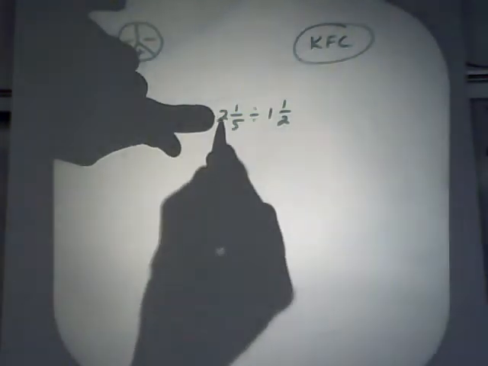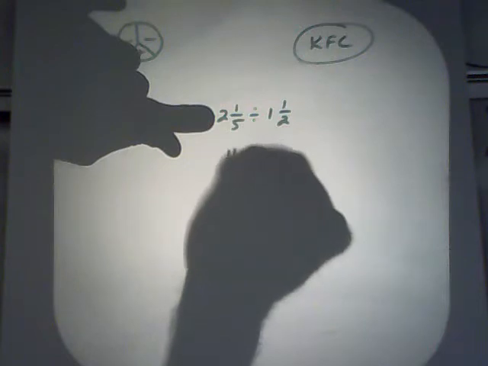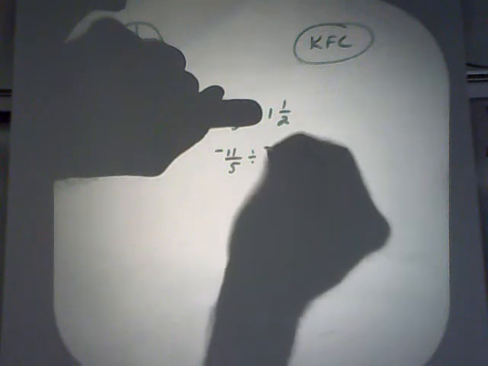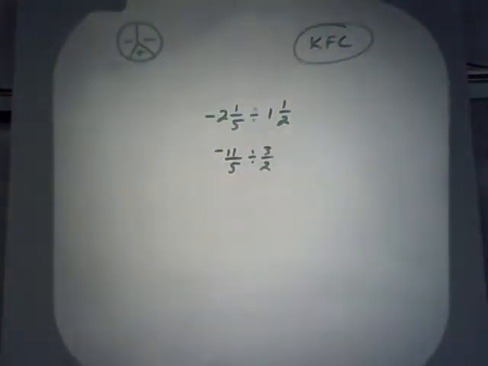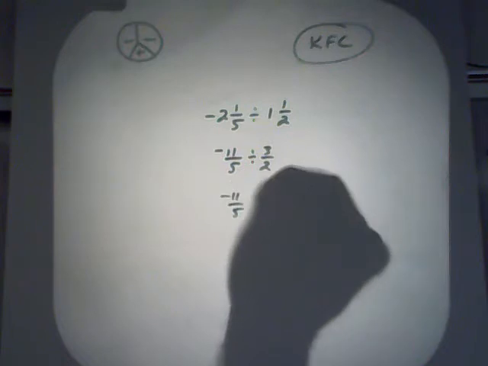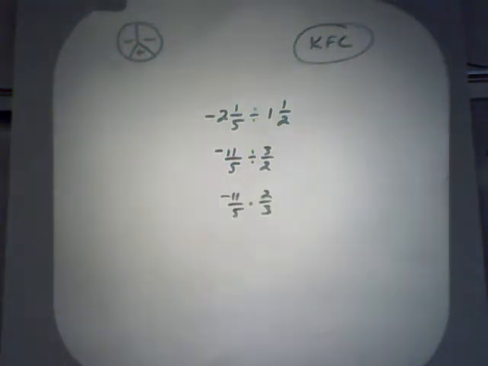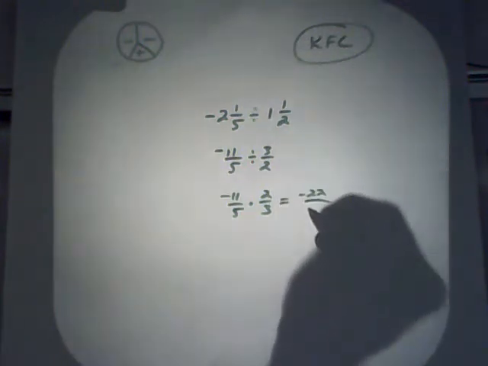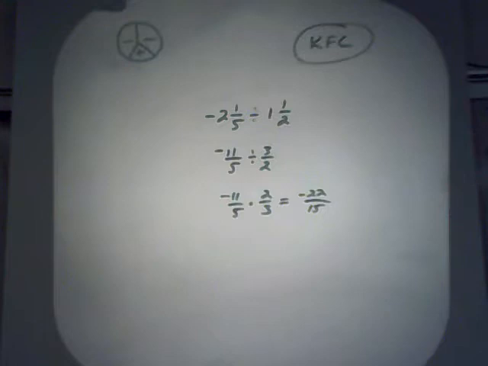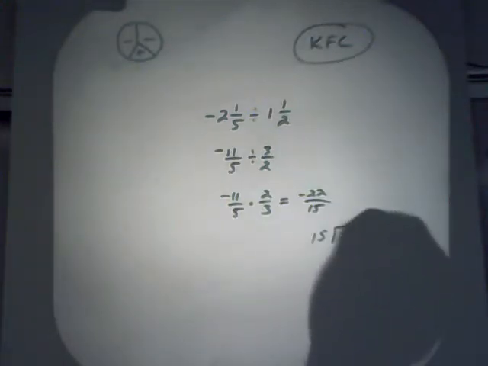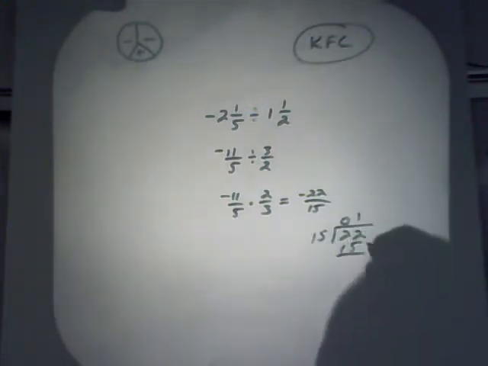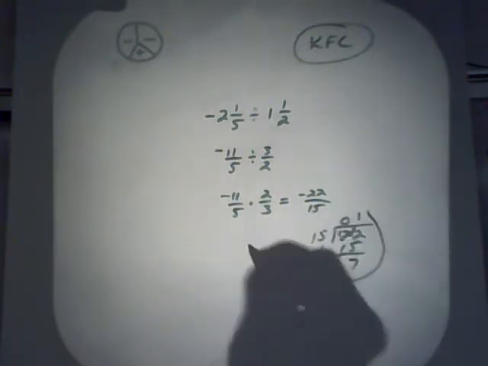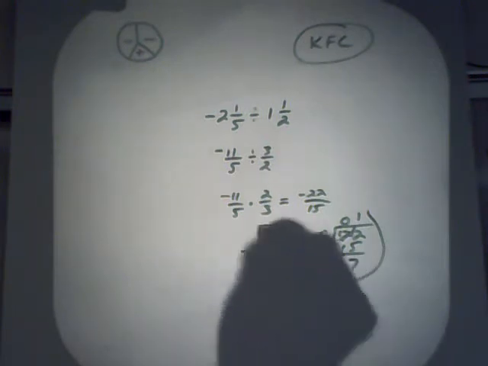Cover this up. 5 times 2 is 10 plus 1 is 11/5. Slap the negative. Divided by 2 times 1 is 2 plus 1 is 3/2. Okay, keep, flip, change. Can I do any reducing? No. I got negative 22 over 15. Am I done? No. 15 goes into 22 once. Subtract 5, 6, 7, 8, 9, 10, 11, 12. I get negative 1 and 7/15.